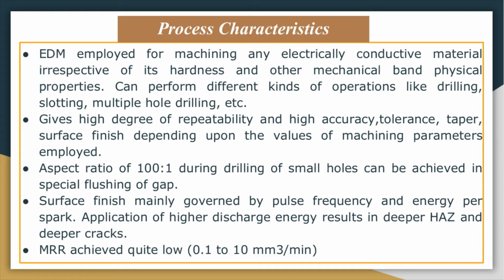So if we increase the discharge energy, then your heat affected zone will increase and it will generate deeper cracks into the workpiece surface. So the material removal rate achieved is quite low in the case of the EDM process. It is 0.1 to 10 mm cube per minute.